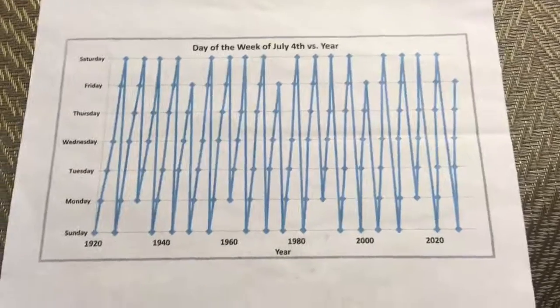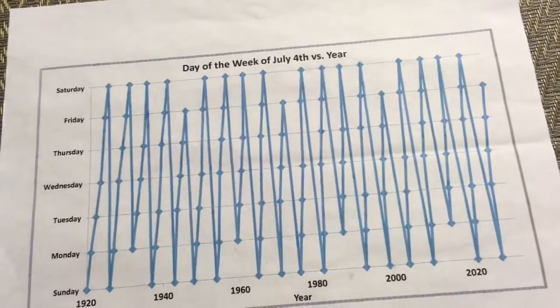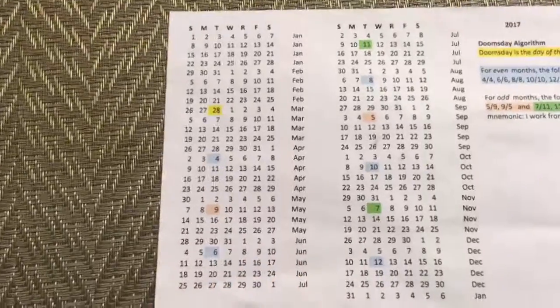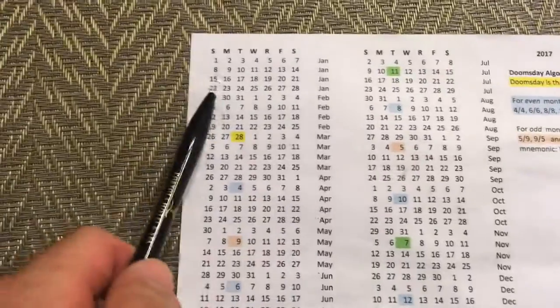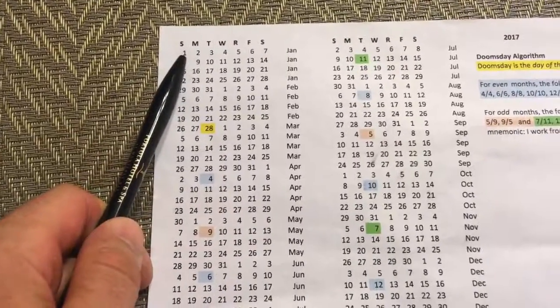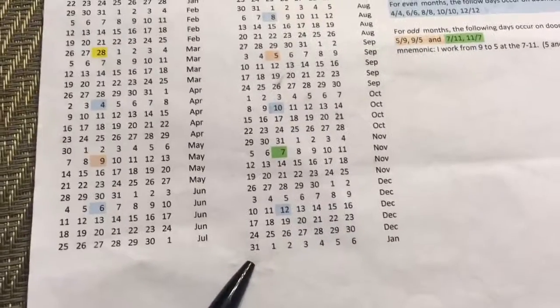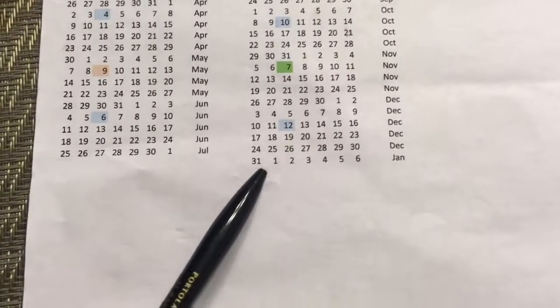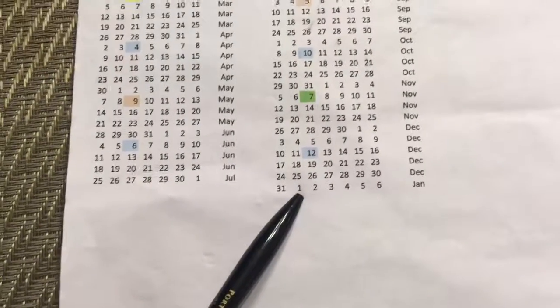I'm going to explain why this has such a complicated pattern. The reason is because we have 365 days in a year. And there's 52 weeks in a year plus one extra day. So let's look at a calendar. This is a calendar from 2017. January 1st happened to be on a Sunday. We have 52 weeks, and then the 31st of December is also on a Sunday. So the first of the following year, 2018, advanced one day, is on a Monday.